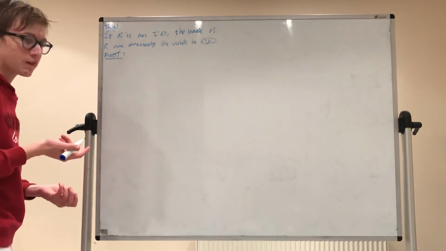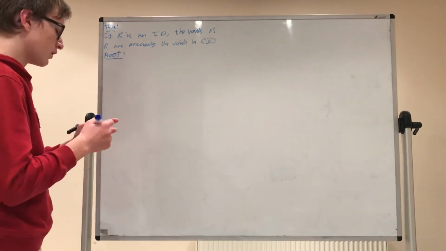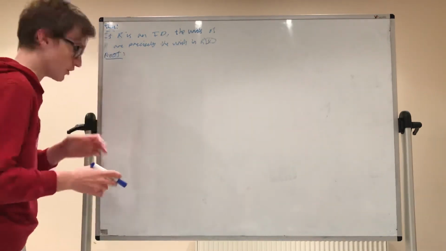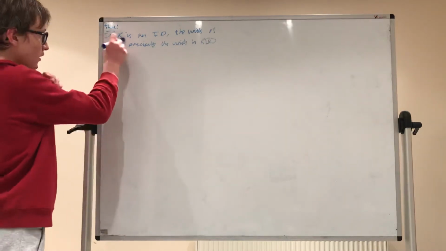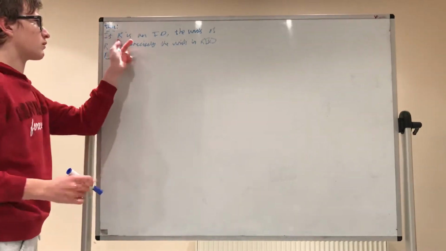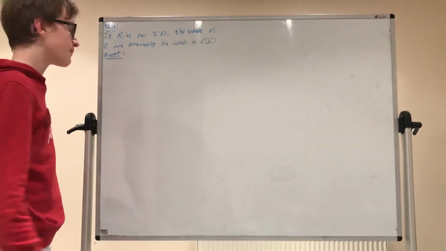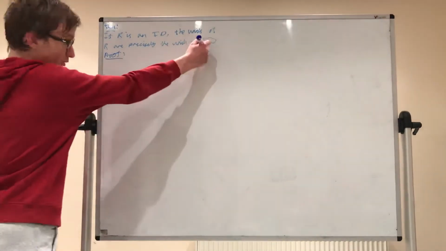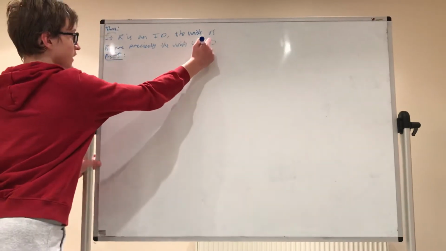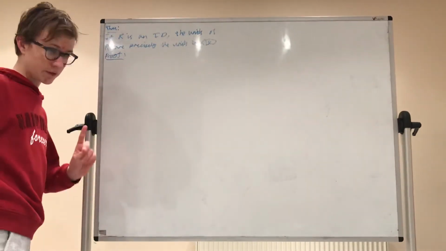Alright, so the proof is, so one way is clear. Apologies, the units in R are obviously going to be the units in R of X, right? But the other way around, the units of R of X being the units of R is not so simple.